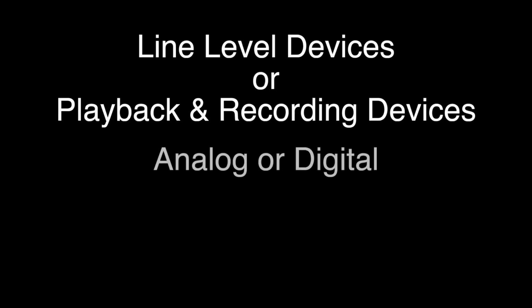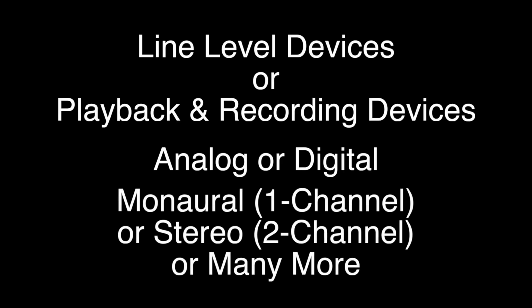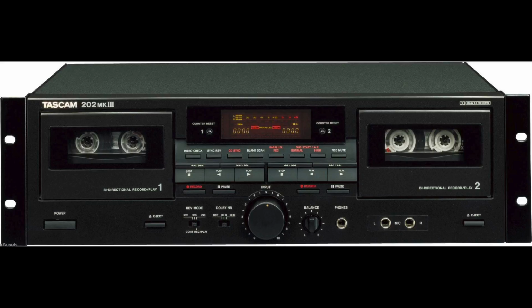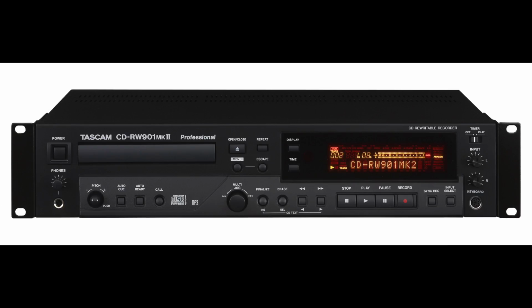Devices can either be analog or digital. They can be monaural, meaning one channel, or stereo, meaning two channels, or they could have more than two. Some devices you can record using a regular off-the-shelf device, like a cassette player. You can record on those too. Others, you may need a special device, like a CD recorder to record to a CD.